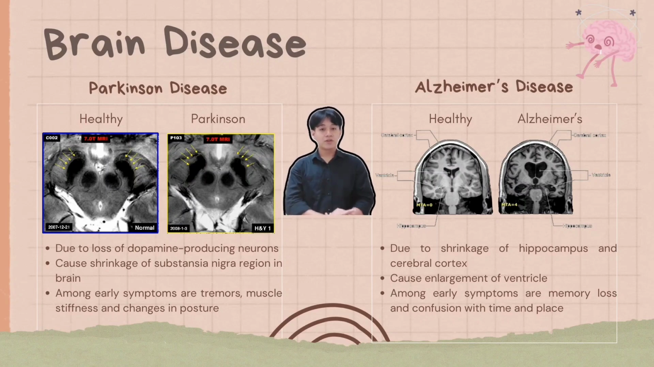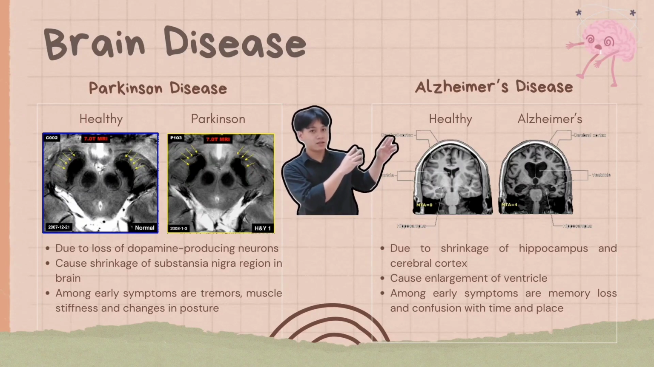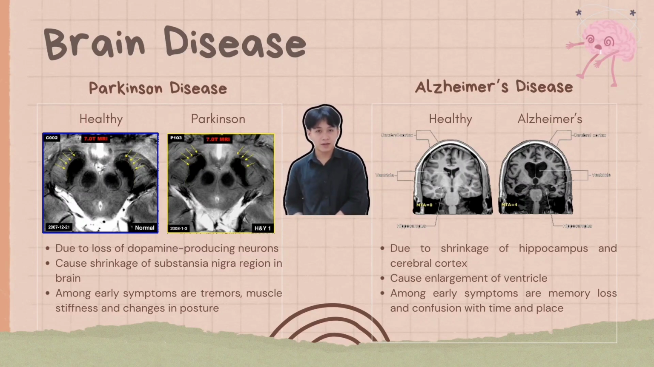Now, moving on to the next disease, which is Alzheimer's. This disease is due to the shrinkage of the hippocampus and also the cerebral cortex, which will further cause the enlargement of the ventricles, and as you can see in this brain scan, there is a visible enlargement of the brain ventricles. Among the early symptoms of this disease are memory loss and confusion with time and place.